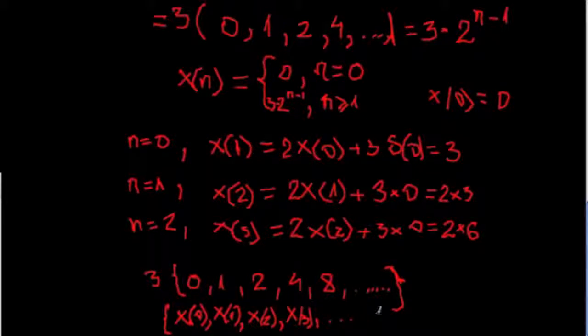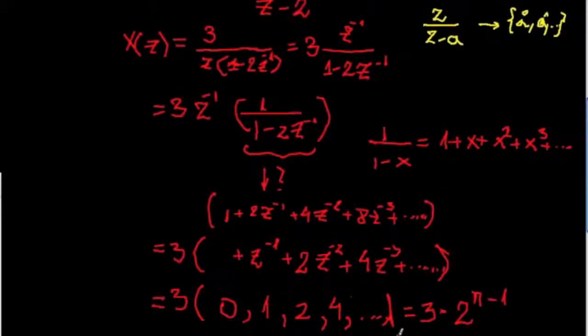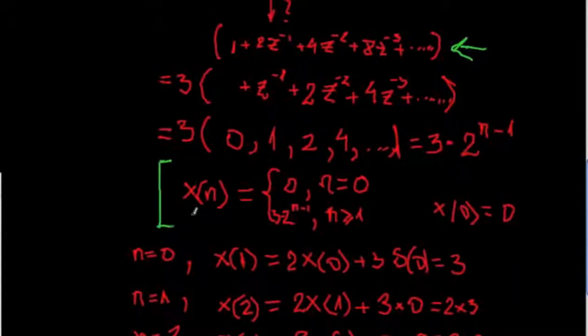This is exactly how the system generates the discrete response due to the Dirac input function. We calculated that by taking this expression into the form of 1 minus 2 z minus 1, obtaining this expansion, and recognizing that it generates the sequence 1, 2, 4, and so on. Therefore, in both ways we determine the overall response of the system due to the Dirac function.